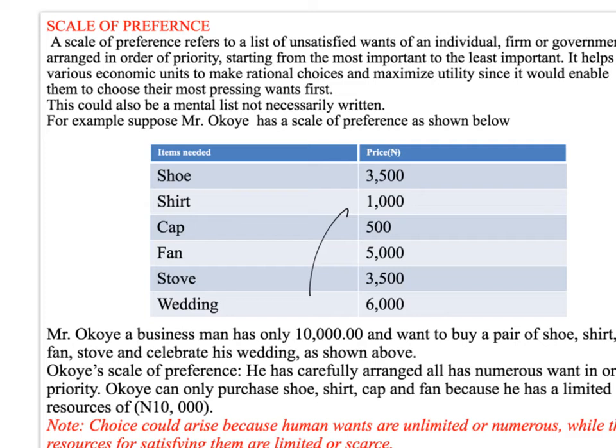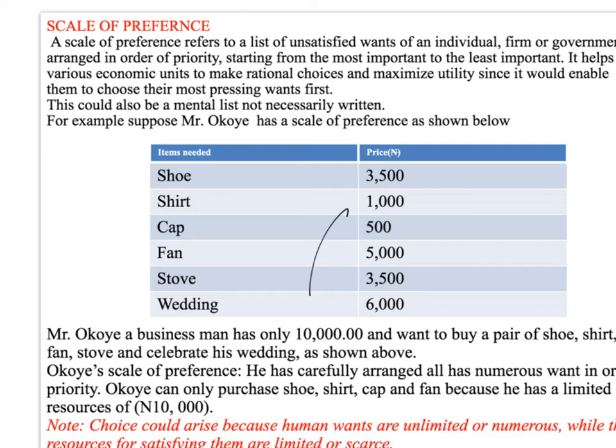The final concept we'll look at in this section is the scale of preference. A scale of preference refers to a list of unsatisfied wants of an individual, firm, or government, arranged in order of priority, starting from the most important to the least important. It helps the various economic units to make rational choices and maximize utility, since it will enable them to choose their most pressing wants first. The scale of preference could also be a mental list, not necessarily a list that is written down.